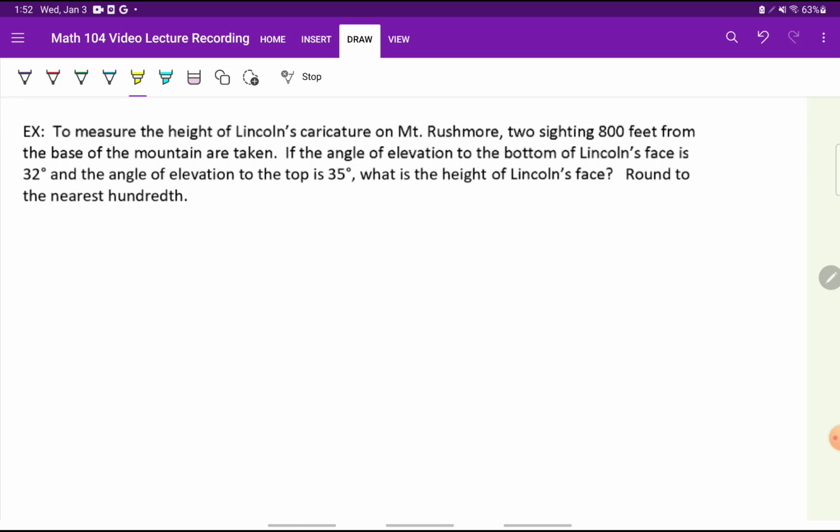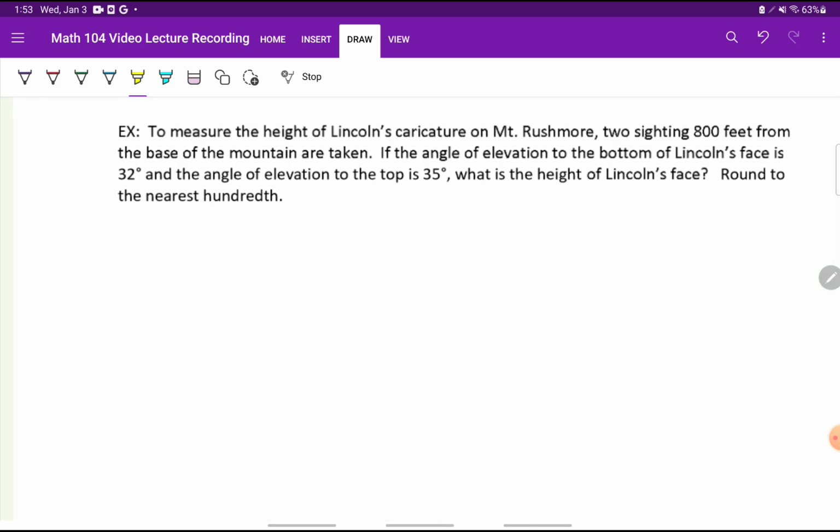To measure the height of Lincoln's caricature on Mount Rushmore, two sightings 800 feet from the base of the mountain are taken. If the angle of elevation to the bottom of Lincoln's face is 32 degrees, and the angle of elevation to the top is 35 degrees, what is the height of Lincoln's face? We'll round our answer to the nearest hundredth.